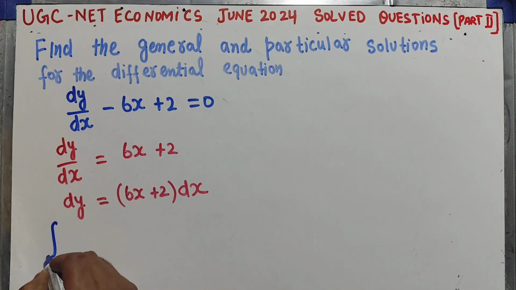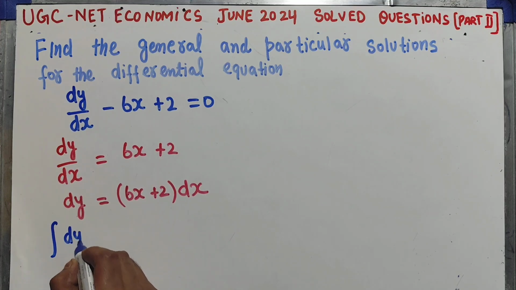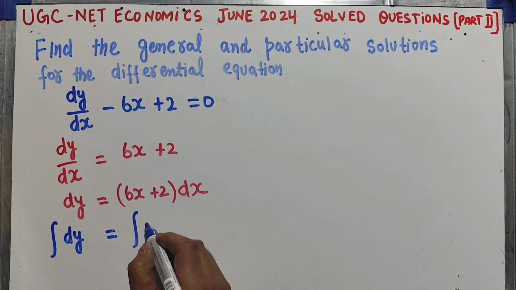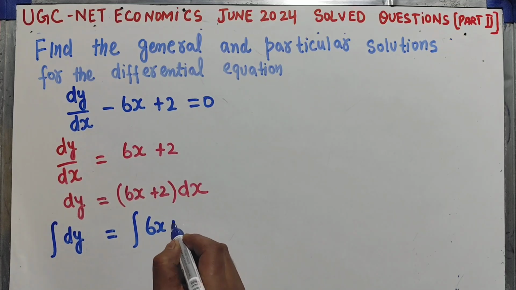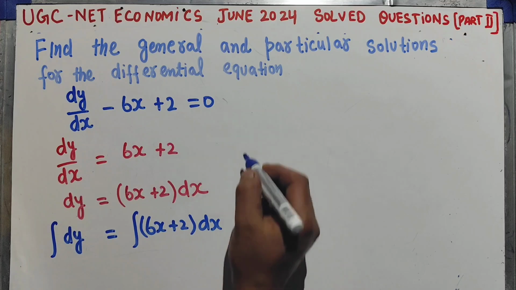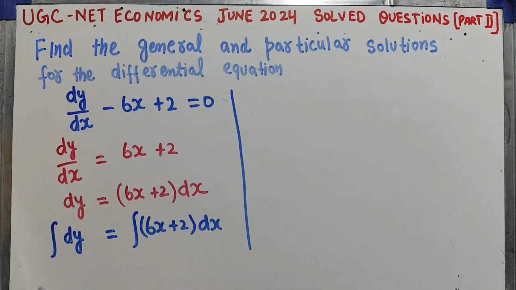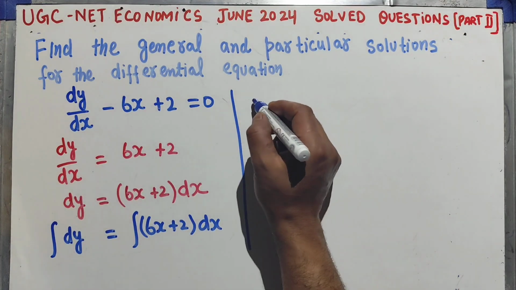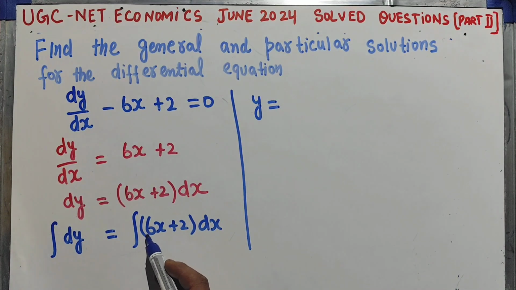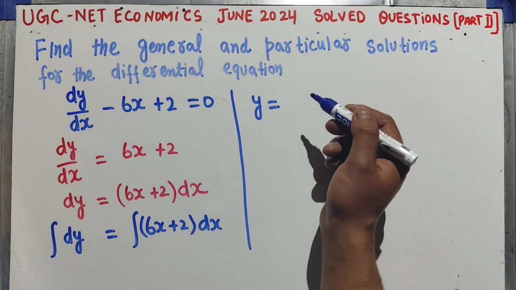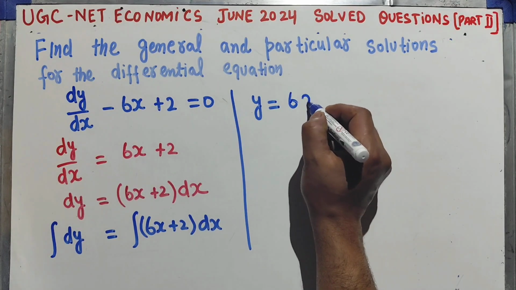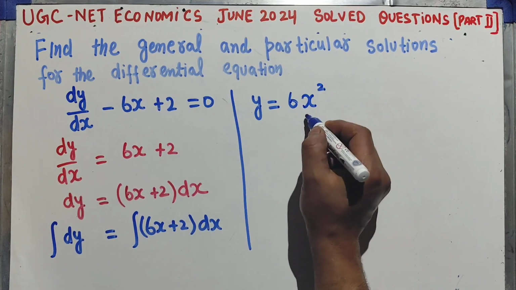That is, the integral of dy, and here we also take the integral of the 6x plus 2 with respect to dx. Now the integral of dy will be equal to y, which will be equal to, now what is the integral of 6x? So the integral of 6x is 6, which remains the same. The integral of x is x raised to the power 2 divided by 2.